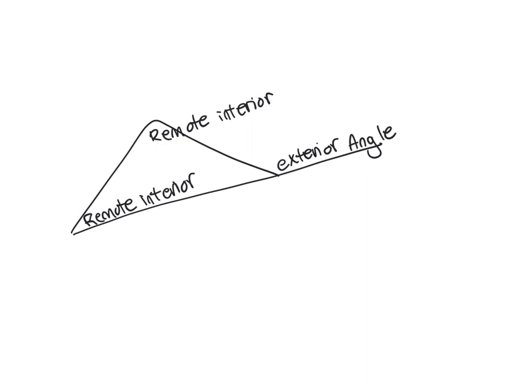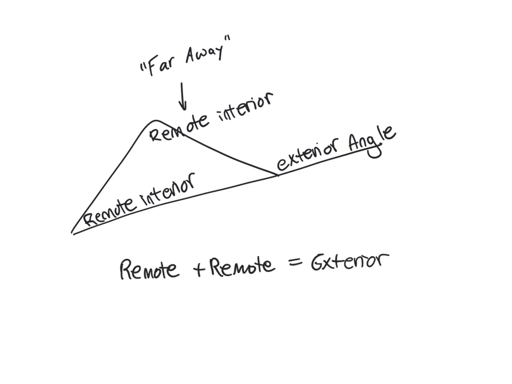Now by remote, do we mean like a TV remote? No, we don't. Remote is just a fancy math word for far away. In fact, the TV remote is called a remote because you can change the channel with it when you're far away. So these are far away interior angles. They are far from our exterior angle. So this is our shortcut. The sum of the remote interior angles is equal to the measure of the exterior angle of a triangle.